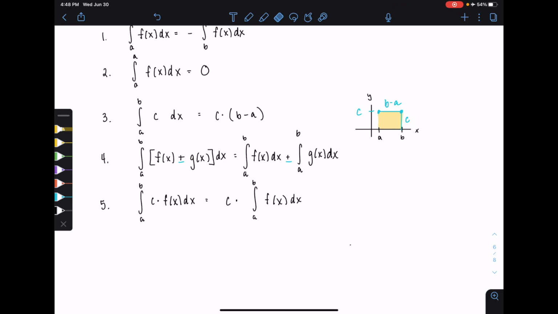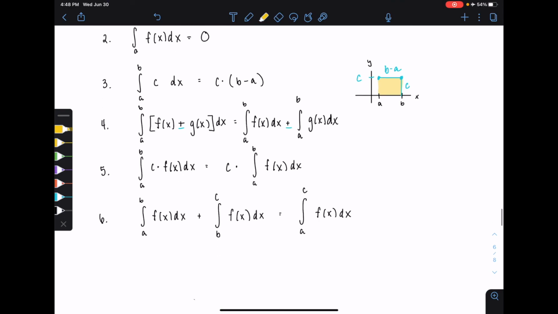If I go ahead and find the area under a function from A to B, and then find the area from B to C, it's exactly the same thing as finding the area from A to C. So this one you can kind of read in a couple different directions. If I start with an integral, I can split it up with some point in between the two. Or I can go ahead and condense these two into a single integral.